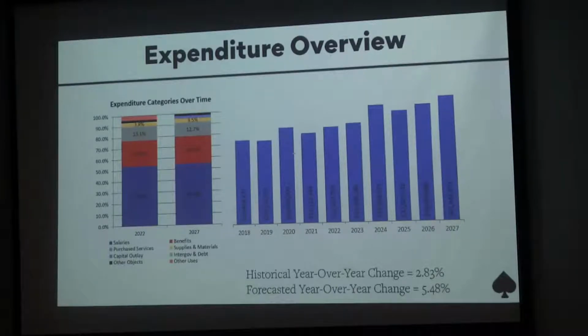Over time, our historical change year over year has been about 2.8% increase each year, and we're forecasting almost 5.5% over the next 5 years. And actually, that's less than inflation is right now, which is pretty good. But I'll get into the details of those assumptions on each slide.